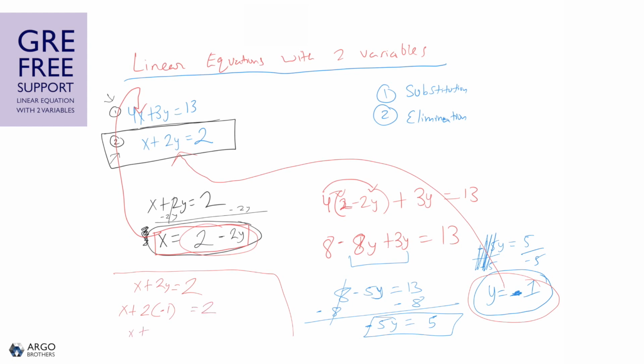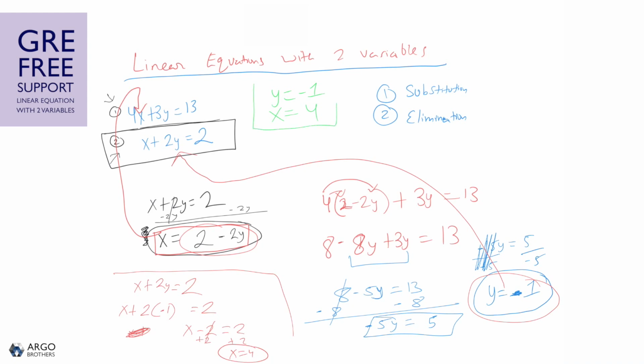x plus, well, 2 times negative 2 is simply negative 2, so it's just going to be x minus 2 is equal to 2. And now I can solve just for x, and I'll add 2 to both sides. X is equal to 4. So what am I left with? After all this, I am left with, I'll write it in green, y is equal to negative 1 and x is equal to 4.